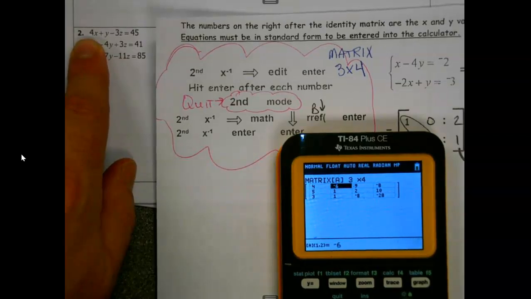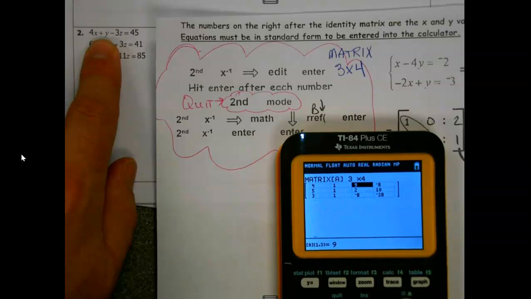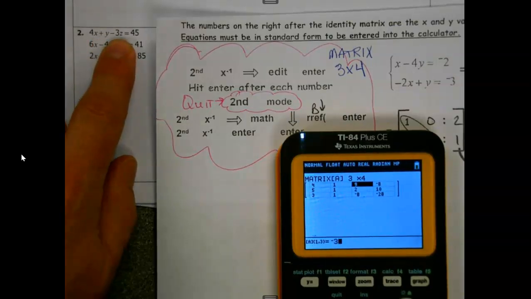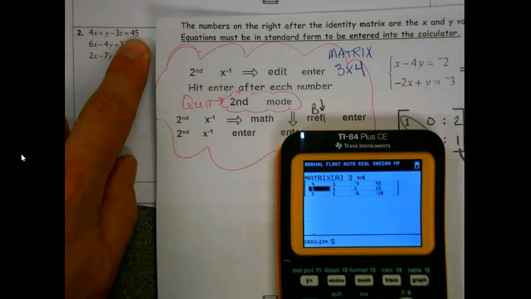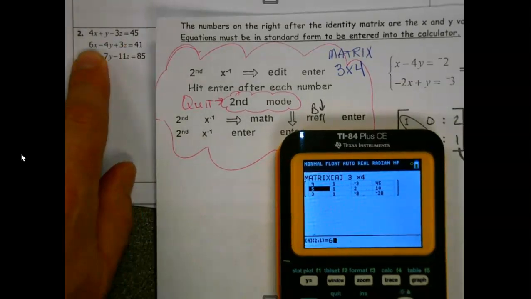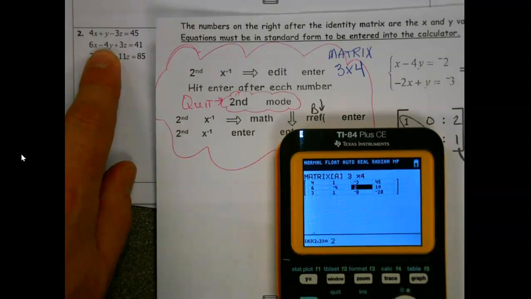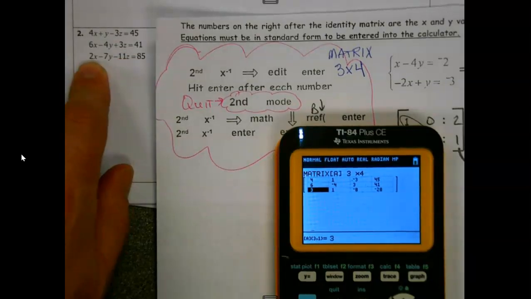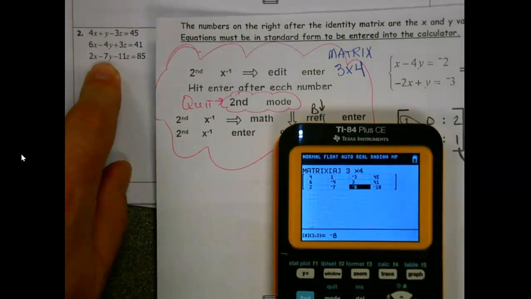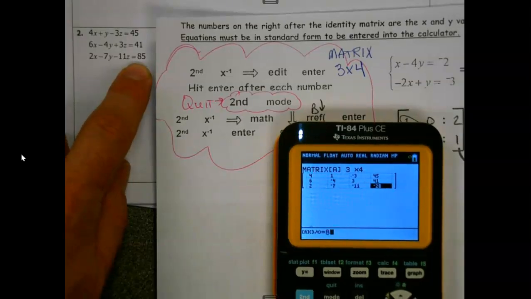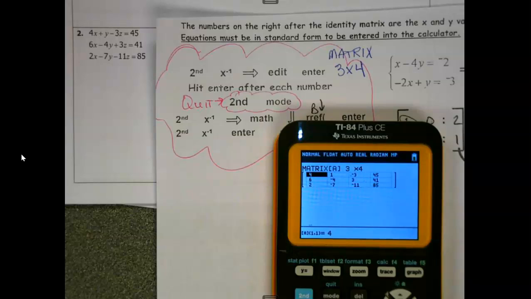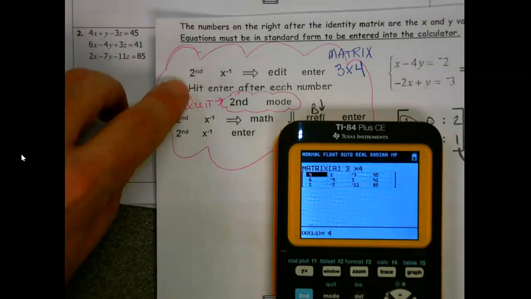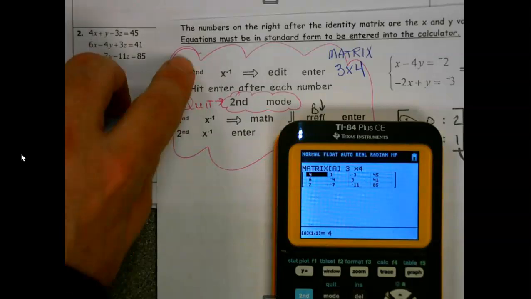So 4, 1, because again, if we don't see a number in front of it, it's still there. Negative 3, 45. Next row, 6, negative 4, positive 3, positive 41. And finally, 2, negative 7, negative 11, 85, and we should go back to the beginning. So that's gotten us through these first two rows here of what we did.